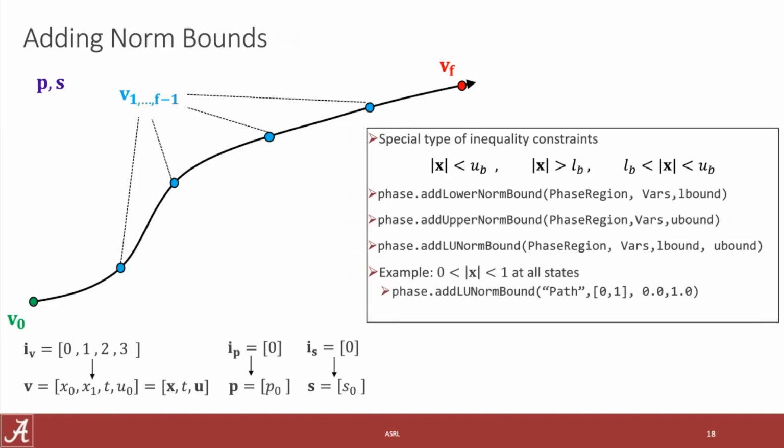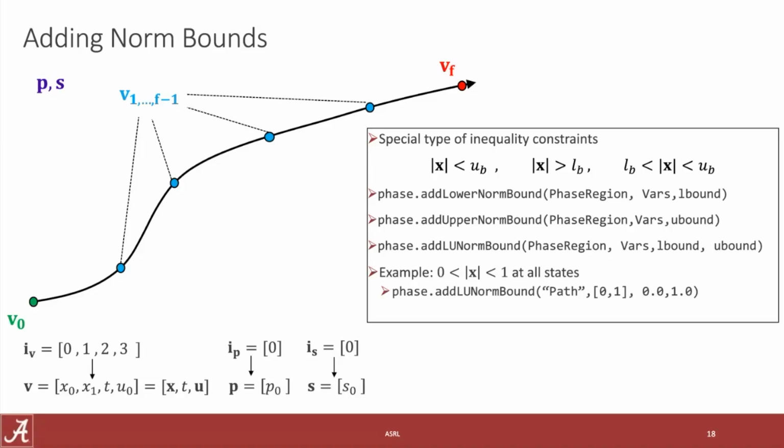And finally, there's the ability to add a lower and upper norm bound. So you can have a subarray from your states, time, control. And if you want to have lower and upper bounds on the magnitude of that subvector that you're pulling, you can use this for it.